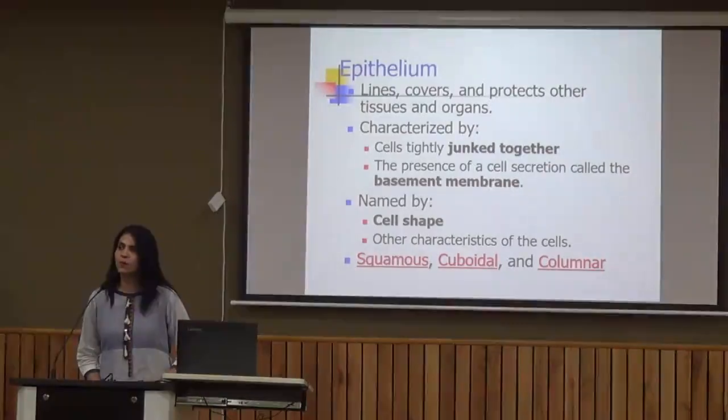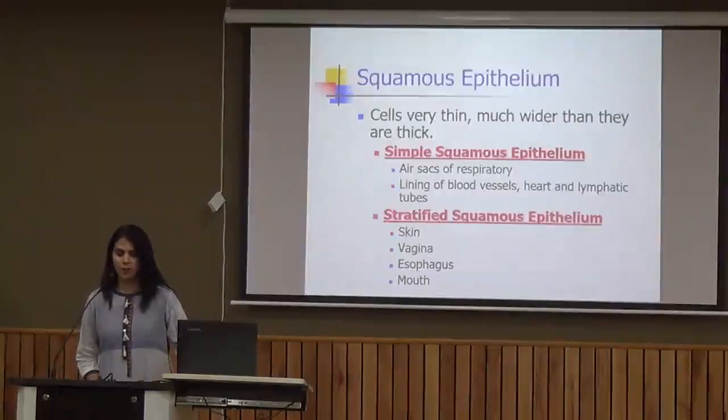The first kind of epithelium tissue is the squamous epithelium, and the cells are flat, just like tiles of a floor. That is the basic structure of the epithelial tissue known as squamous epithelial tissue. The cells are very thin and much wider than they are thick. So they appear just like tiles present on the floor. Now this particular epithelium tissue is again of two types, simple and stratified.